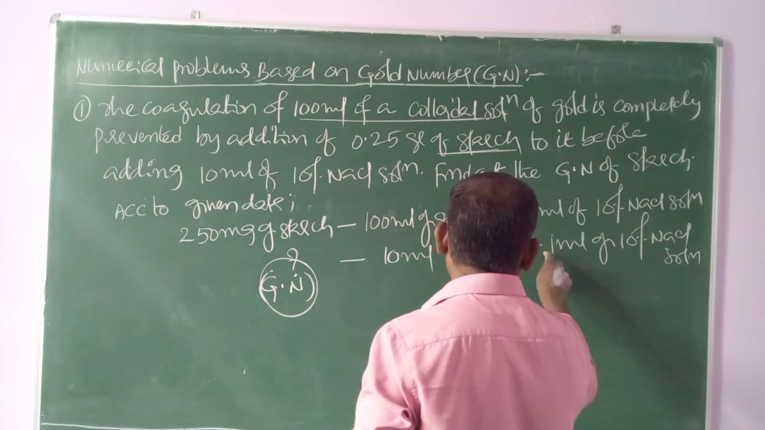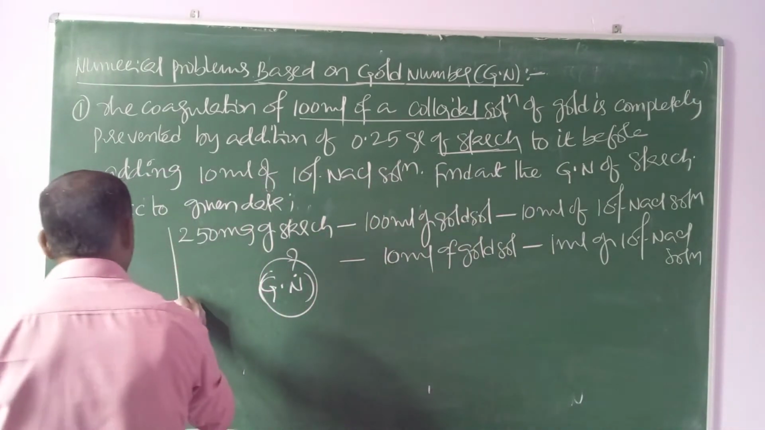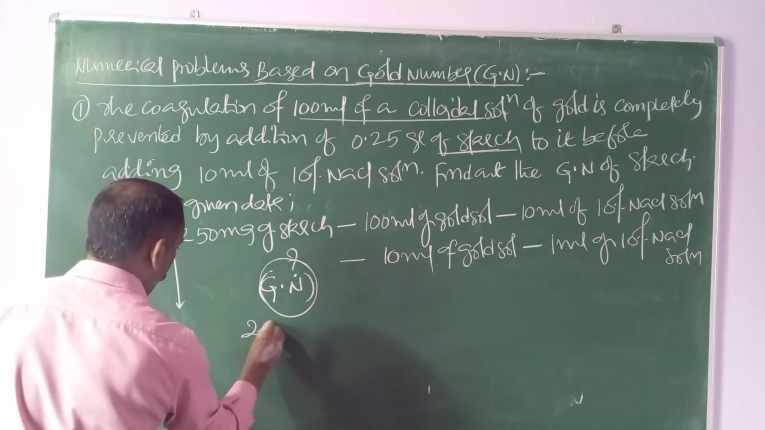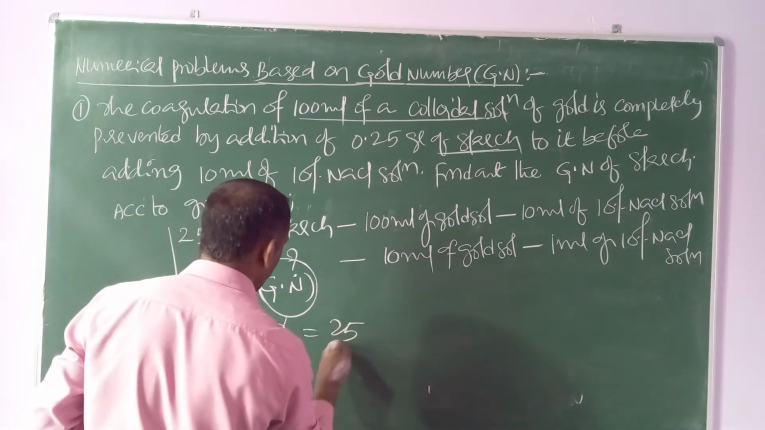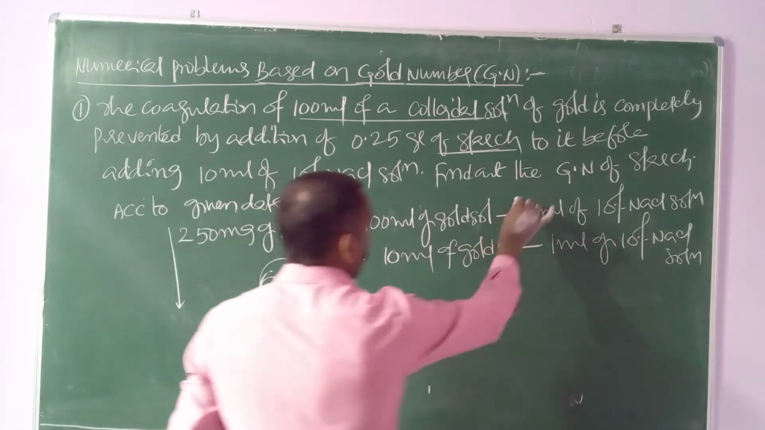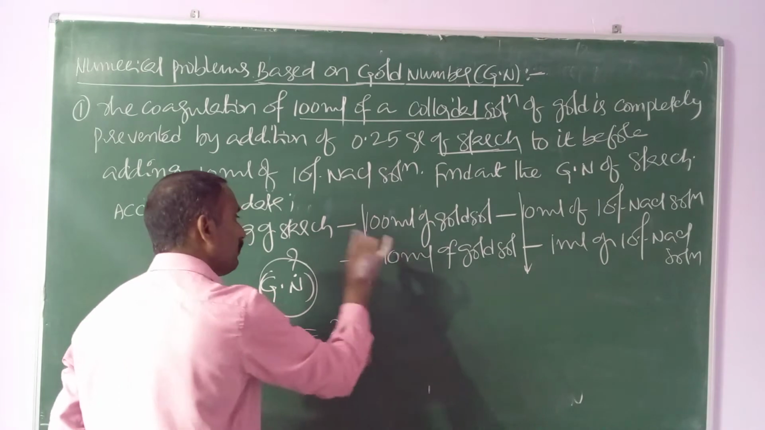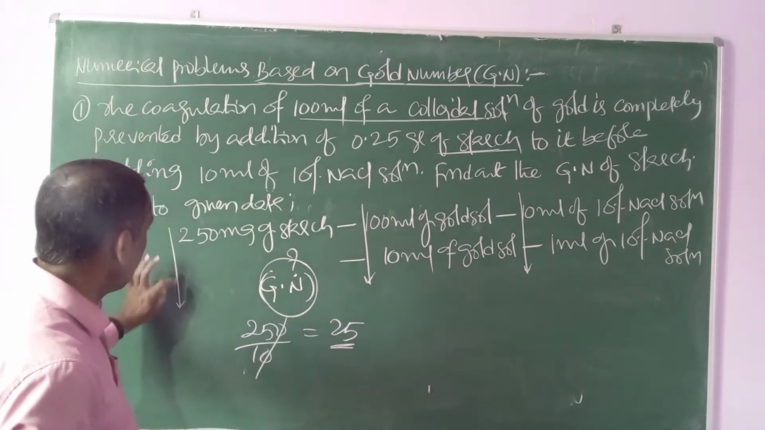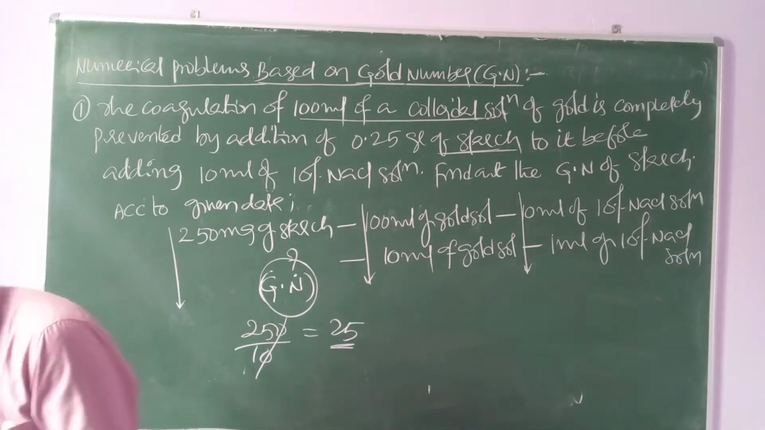Therefore, divide by 10 here, divide by 10 here, and divide by 10 here. Therefore, 250 by 10 equals 25. So the starch gold number is 25. Here 10 becomes 1, divided by 10. 100 becomes 10, divided by 10. Therefore, here also divide by 10. Therefore, the gold number is 25.